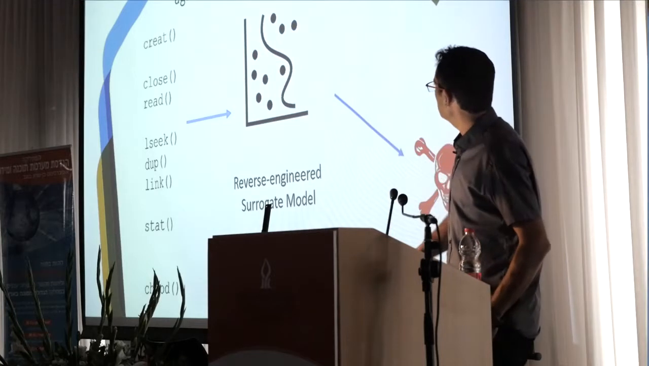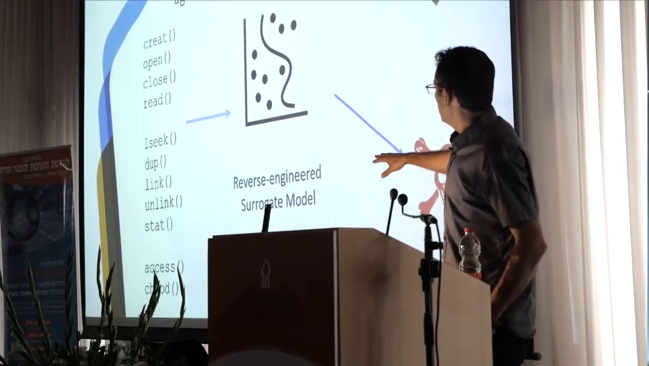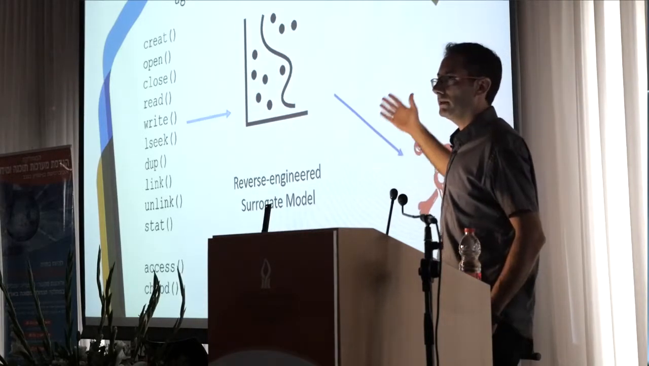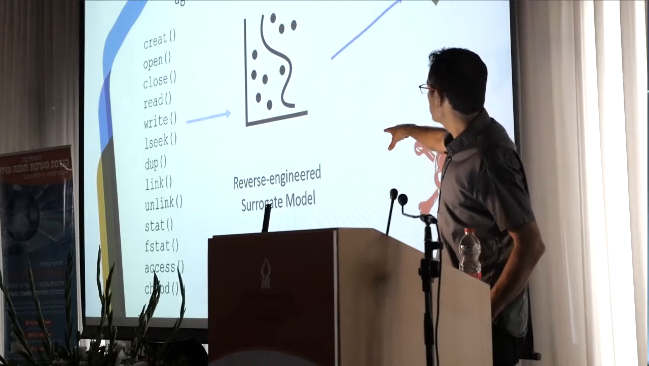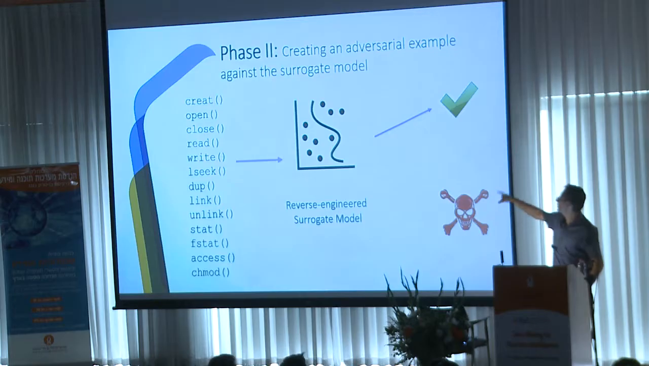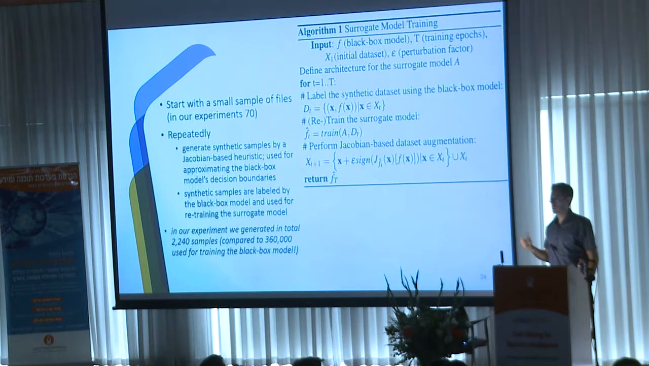And during the second phase, we have a sequence of system calls. We are adding or replacing system calls in the sequence until the surrogate model classifies this malicious application mistakenly as benign. Okay, this is the general process.